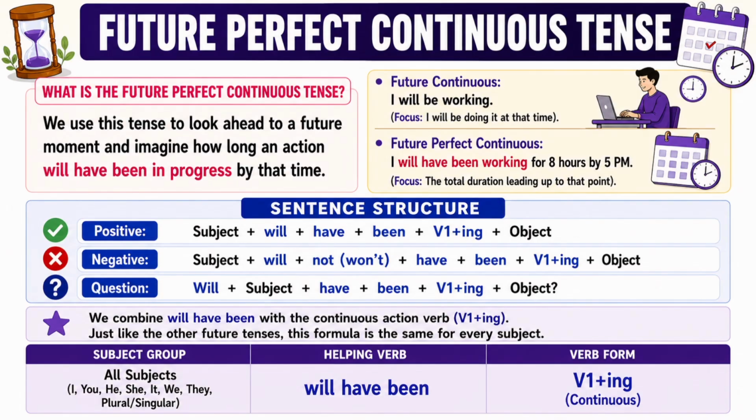Now let's understand the sentence structure. For a positive sentence, we use subject plus will plus have plus been plus V1 plus ing plus object. For a negative sentence, we use subject plus will not or won't plus have plus been plus V1 plus ing plus object. For a question, we use will plus subject plus have plus been plus V1 plus ing plus object. In this tense, we combine will have been with the ing form of the main verb. This structure remains the same for every subject.